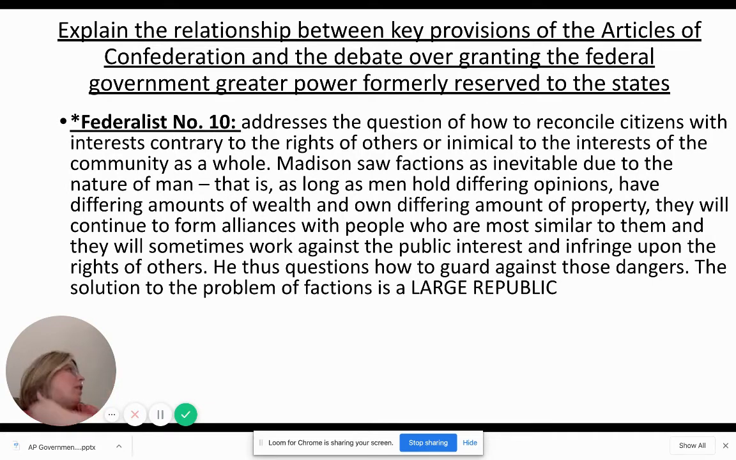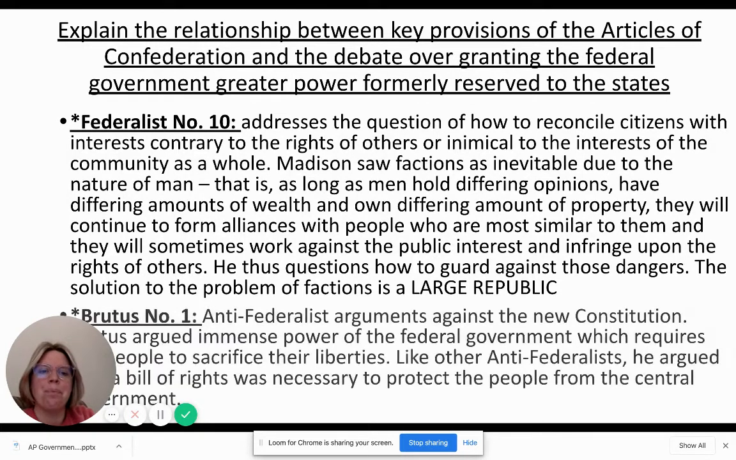The issue is basically these factions and them taking over and this kind of stuff. And so he's like, a large republic is actually going to be better to protect against tyranny and stuff like that, basically.